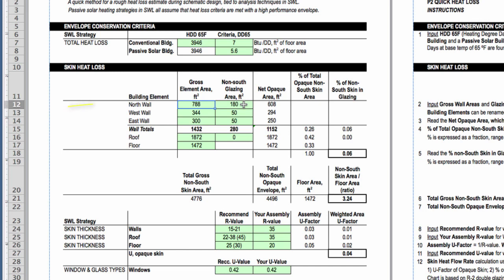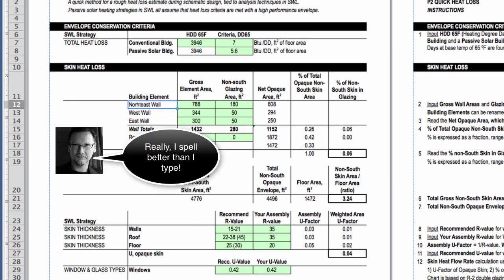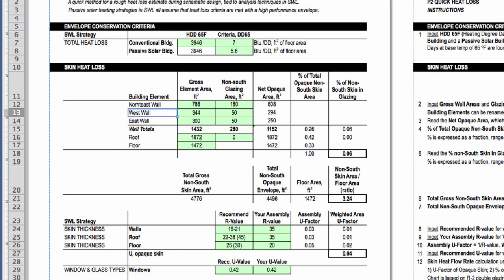So the building elements can also be renamed. For instance, if you didn't have a north wall, you had a northeast wall, you could edit that. You could even spell it correctly, northeast, and so forth. These labels are just for your own reference. So you can use any kind of orientation, whichever orientation the building actually has.